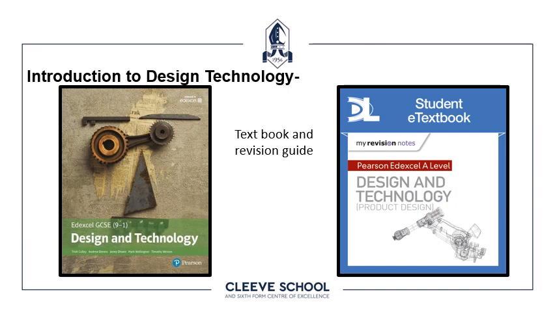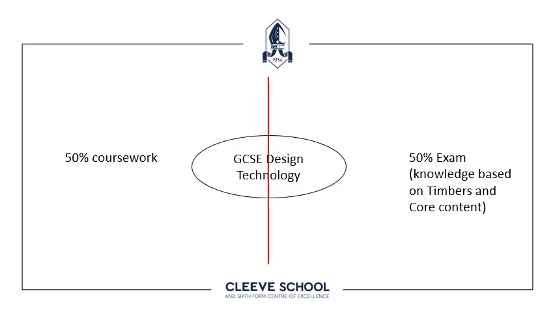Support material for the course are on the left hand side: the textbook that we use as we go throughout the course, which we get the information on the core content and the timbers content, and then on the right hand side is an example of a revision guide that we allow students access to. The way the course is split, it is directly split in two, so it's 50% coursework and 50% exam. And as I've already said, the core content and timbers is the knowledge base that they will be tested on.